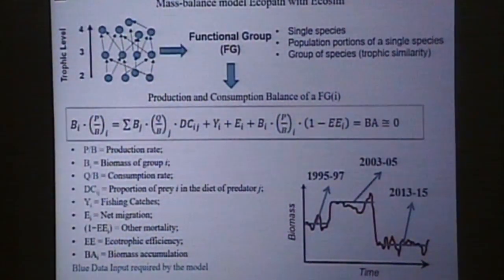The main point is that we are looking at the functional group as a single species or a grouping of species with trophic similarity. We are providing results from 3 different snapshots that we found alongside the time series that we studied as initial conditions towards fishing changes.